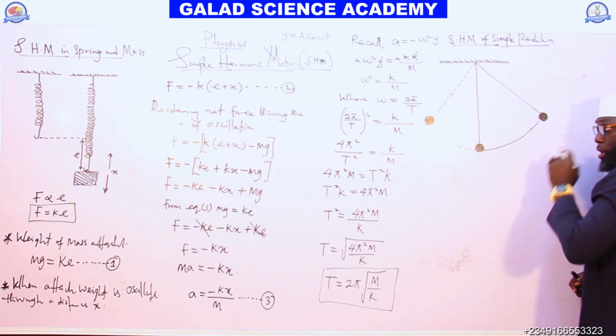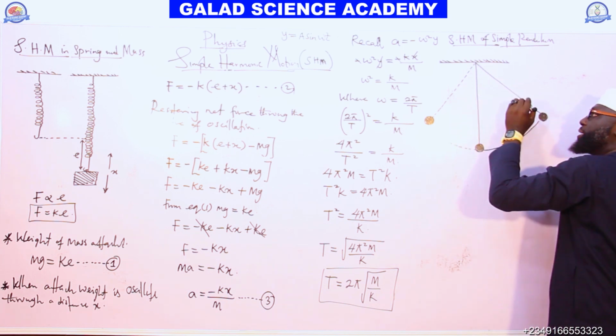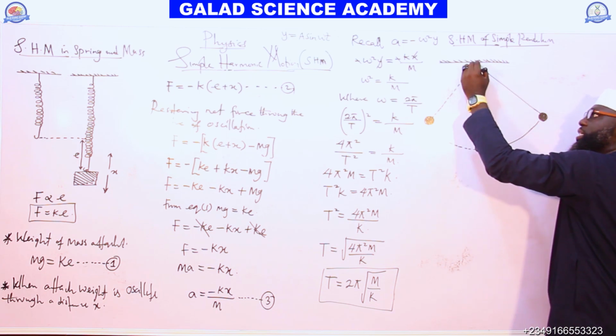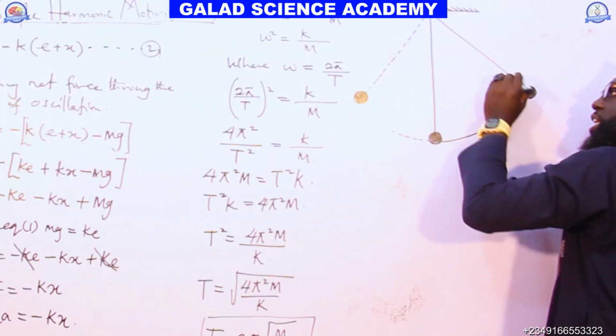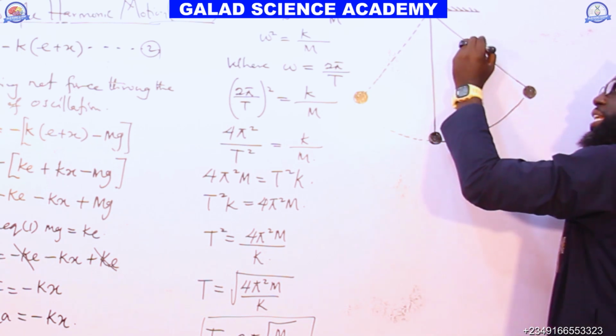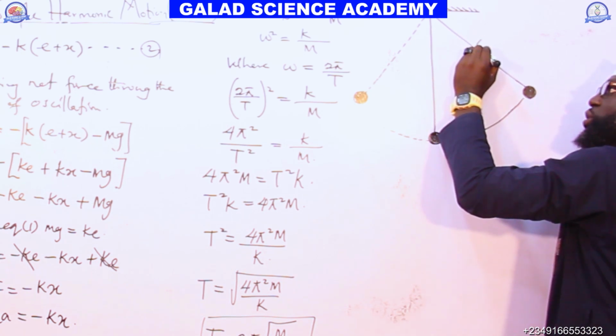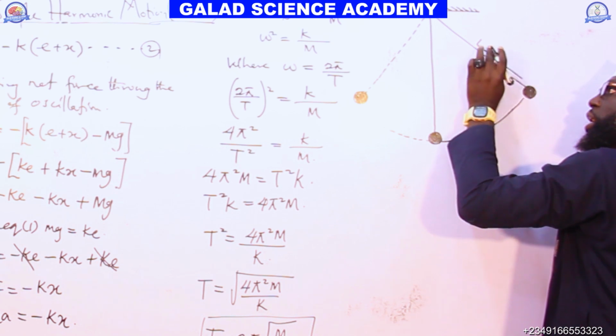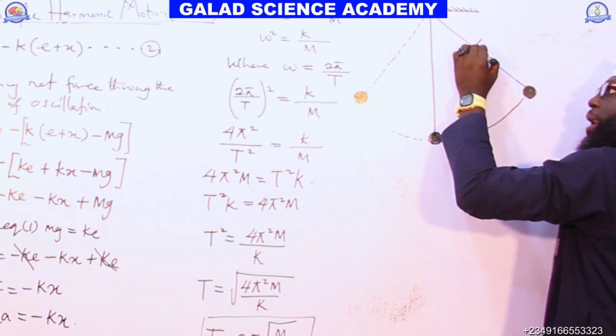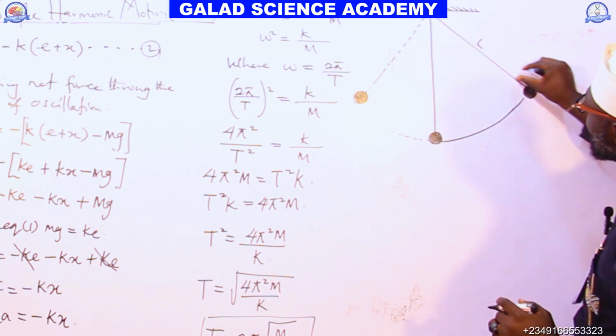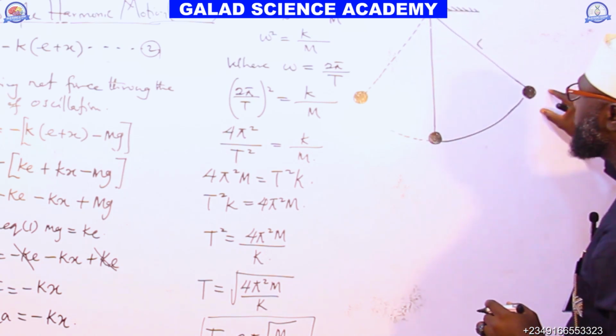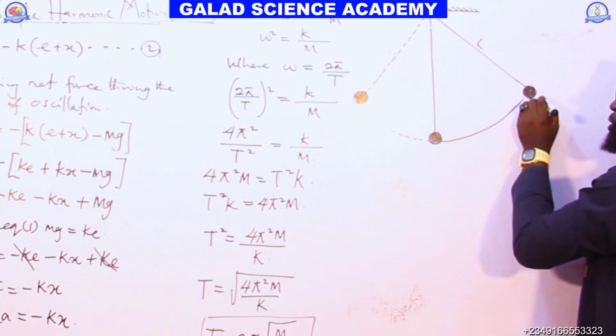And this is the length of the thread. This is the bulb. And this here we call it L, which represents the length of the thread, that is, all the way to the bulb.